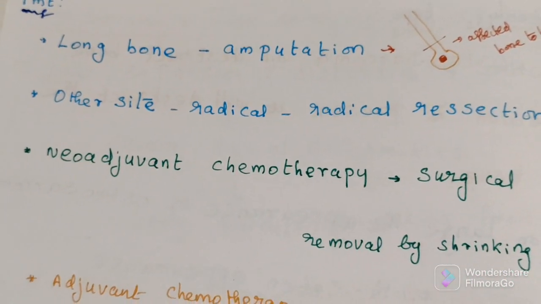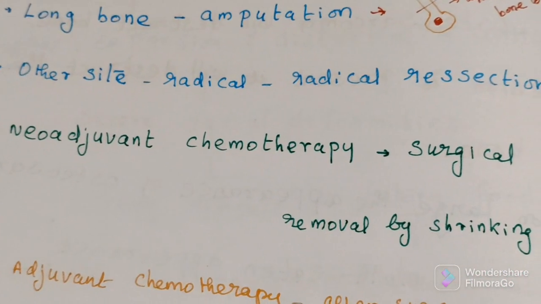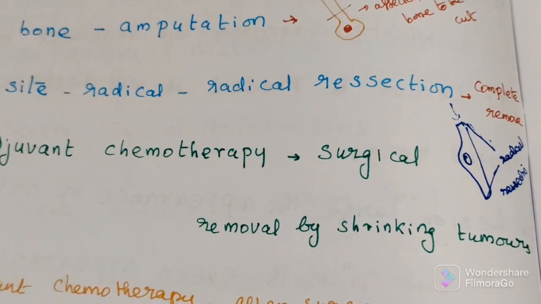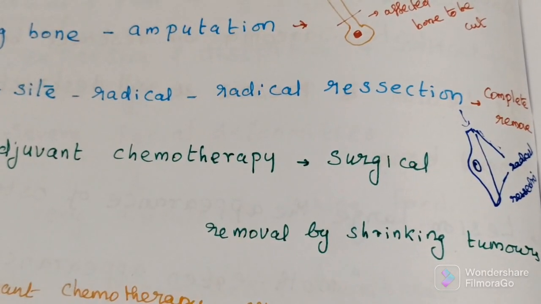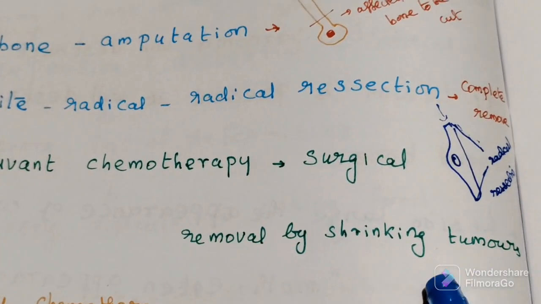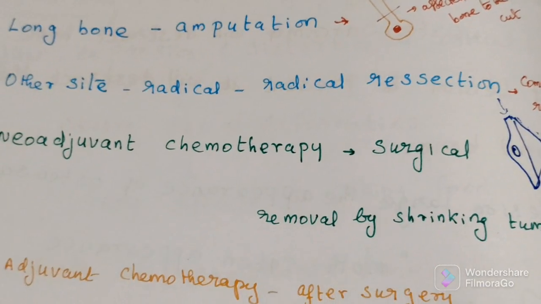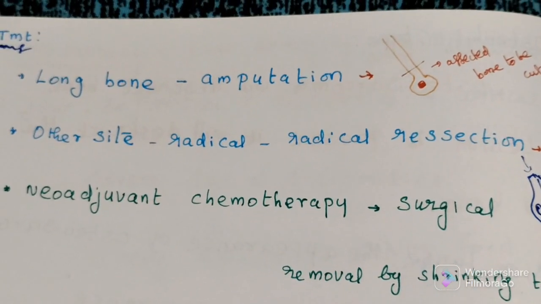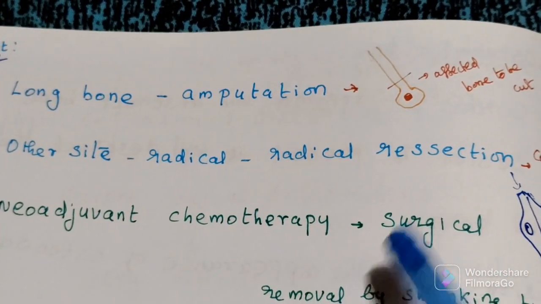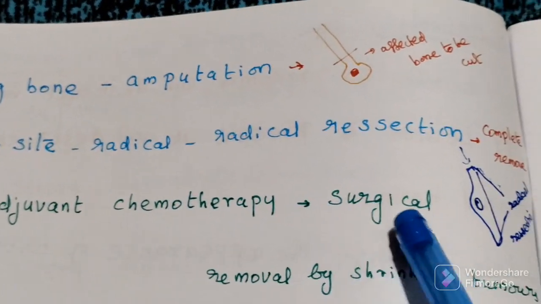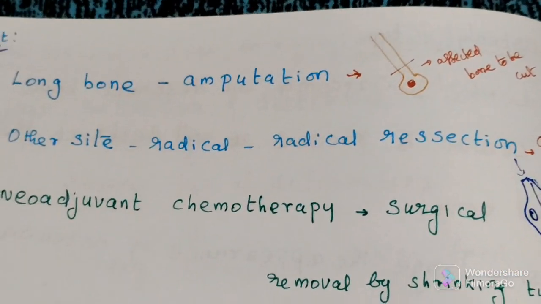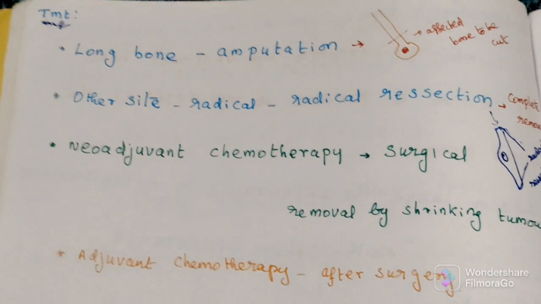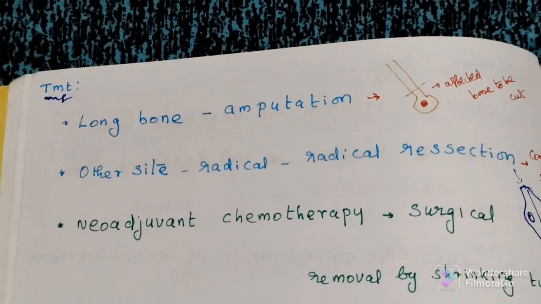Next, for treatment we will give neoadjuvant chemotherapy. This we will give before surgery, because it will shrink the tumor, so it is easier for surgery. After surgery we will give adjuvant chemotherapy. So long bone means amputation, we will cut that part. Other sites we will remove that part. Neoadjuvant before surgery, adjuvant chemotherapy after surgery. So this is all about osteosarcoma.